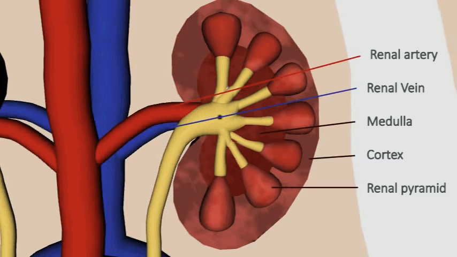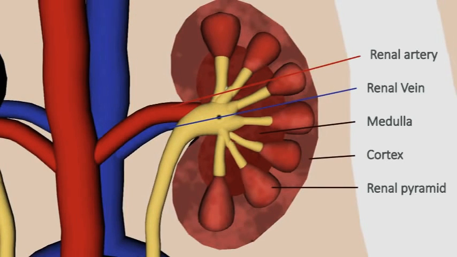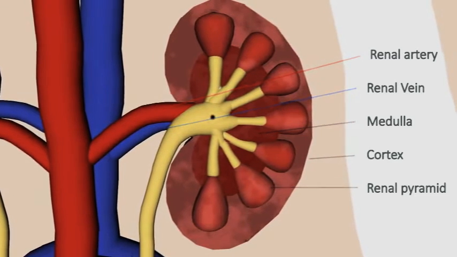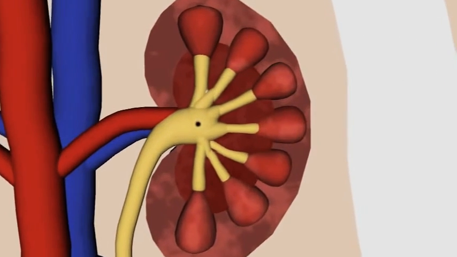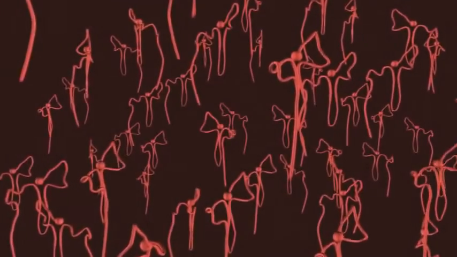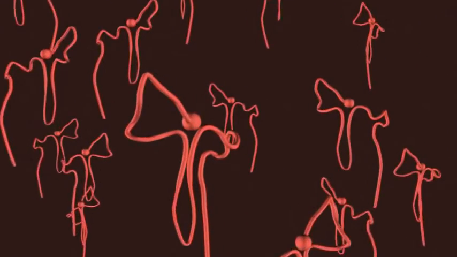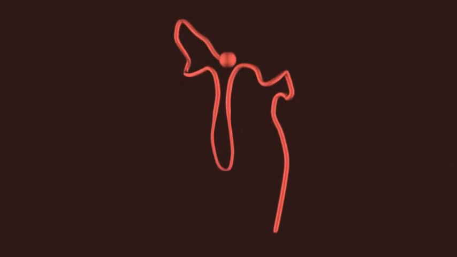The functional mass of the kidney is divided in the cortex and medulla, which are made up of intertwined tubules called nephrons and collecting ducts, and also blood vessels. Here we pass through the cortex. There are approximately 1 million nephrons in each kidney. Here we focus on one, showing the renal corpuscle and the extending tubule.